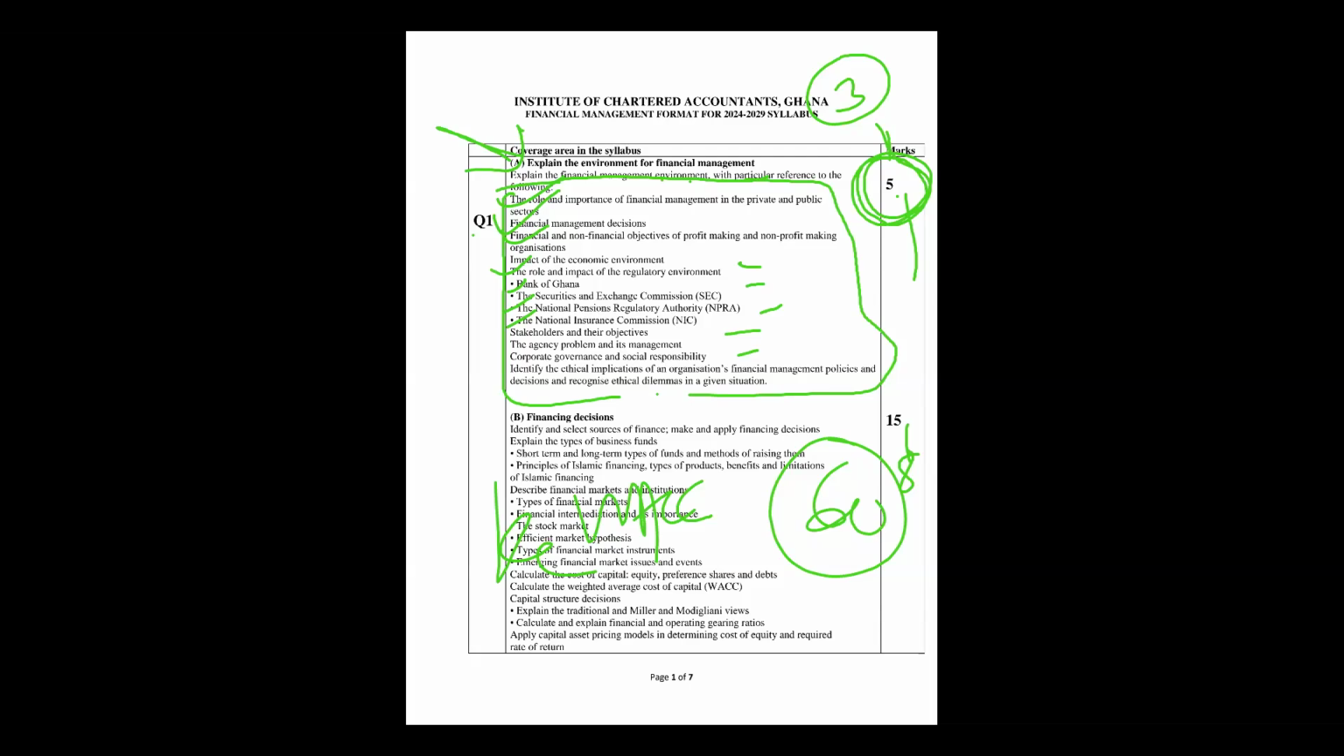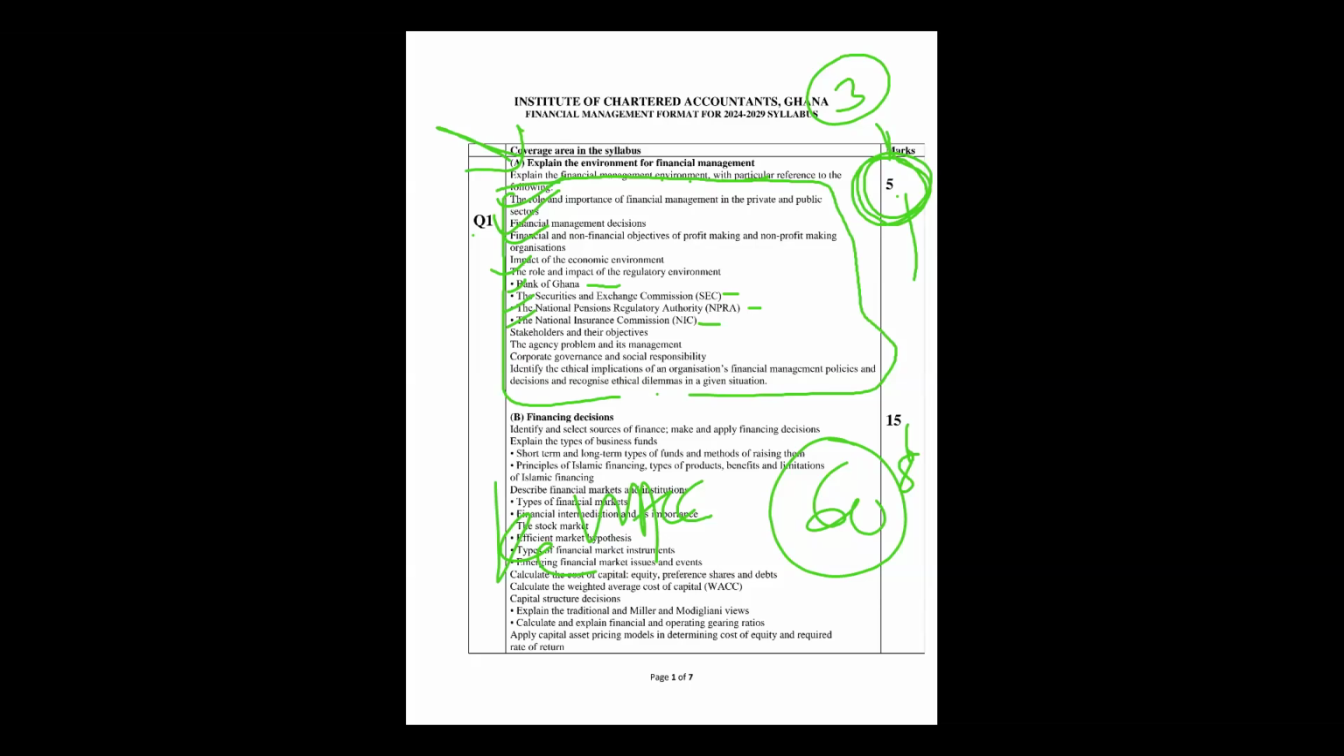So if the question should ask you to state the role and impact of the Bank of Ghana in something, you then remember something. So assuming I'm reading on all these 3, but I still don't know what to do, or I'm not getting the concepts right, I'll write some small key points for each of the institutions, which can remind me of something about the Bank of Ghana, something about SEC, Securities and Exchange Commission, something about the National Pension Regulatory Authority, and something about National Insurance Commission. That's for the 5 marks.